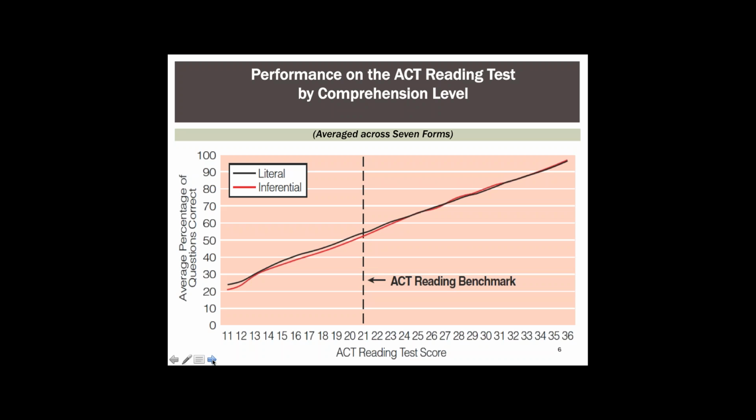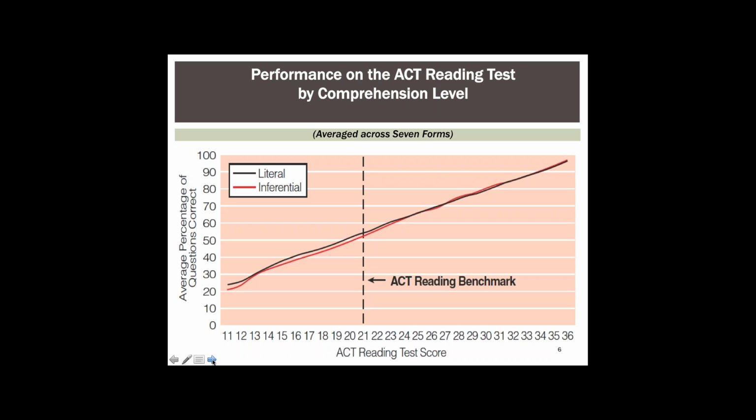And so we know what these kids are doing in reading comprehension, from the lowest scores on the ACT all the way up to the perfect score. If you look on the y-axis, that is the column at the left that starts at the bottom, 0, 10, 20, all the way up to 100. That's the average percentage of comprehension questions that the students answer correctly.